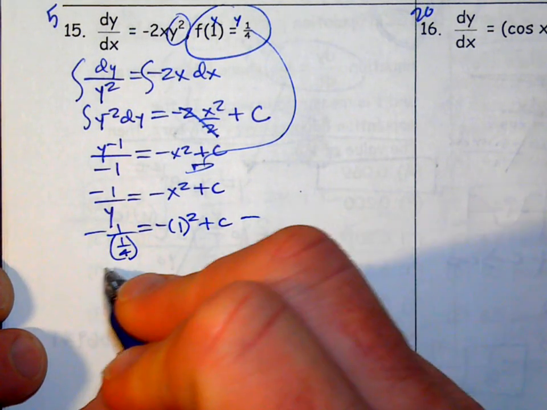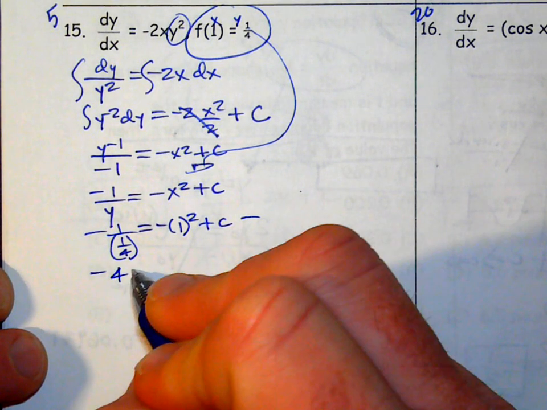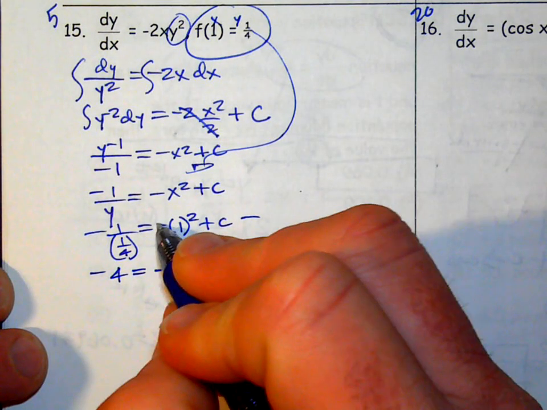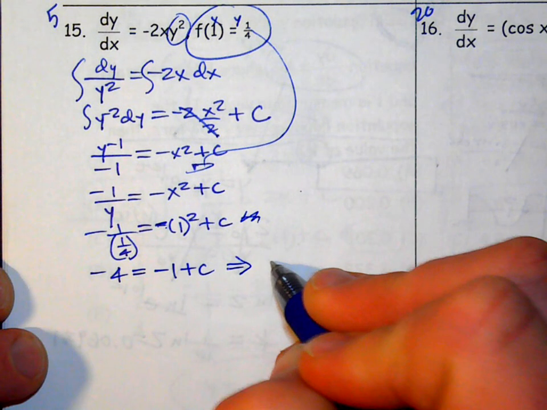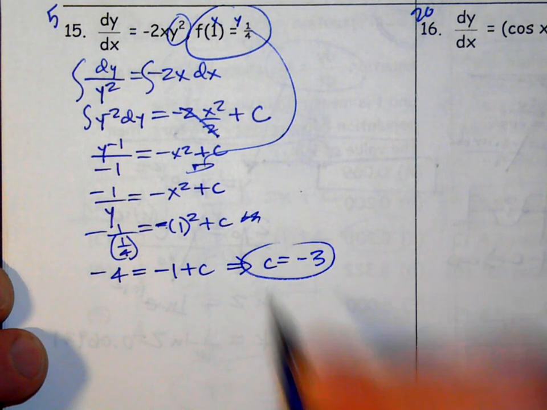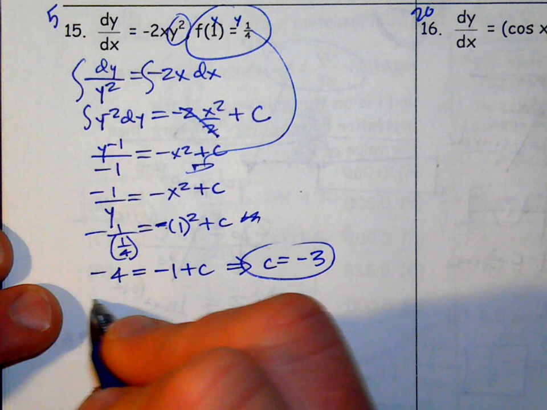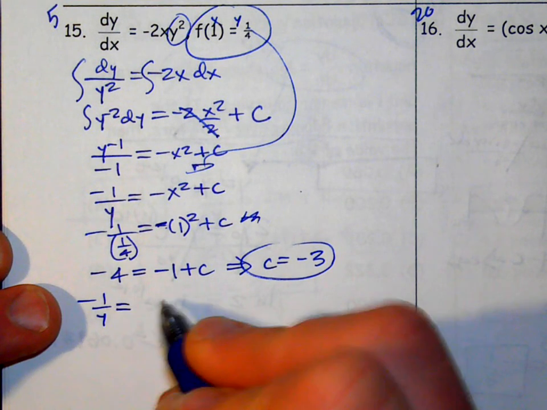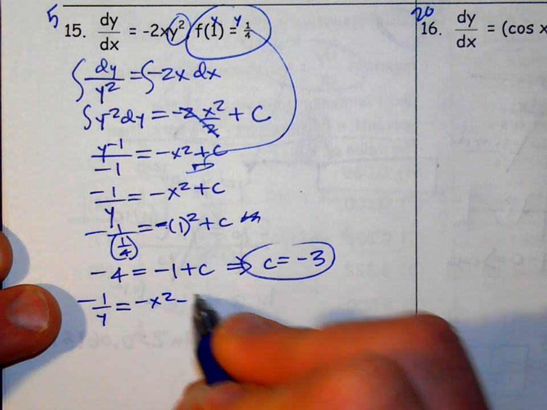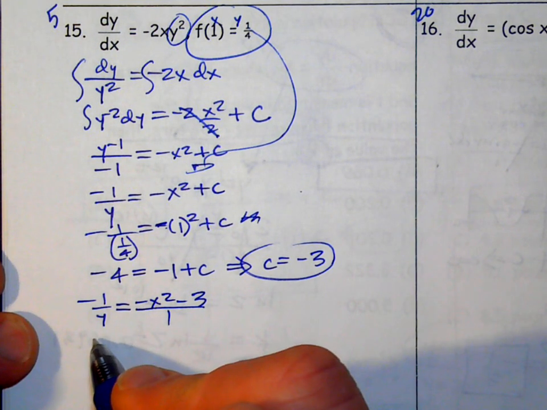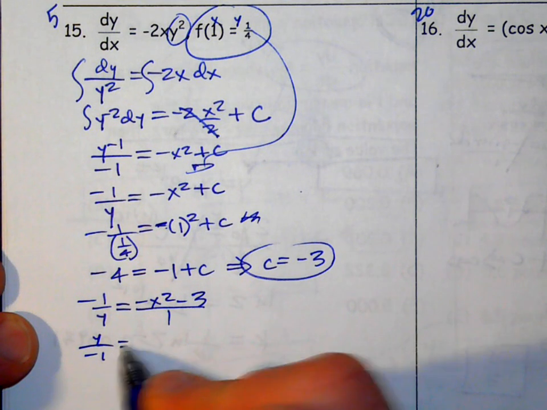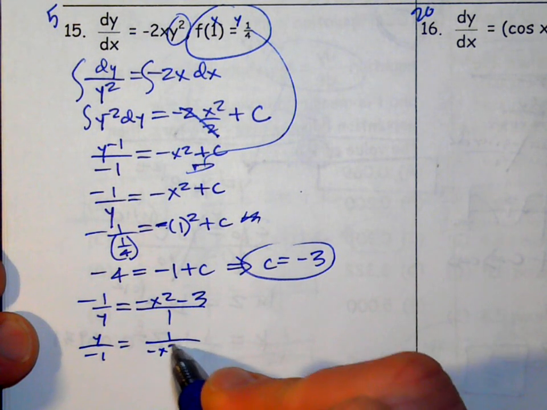So we get negative 4 equals negative 1. The negative isn't getting squared, so it's still negative 1. And so c equals negative 3. So we rewrite it. Negative 1 over y equals negative x squared minus 3. Now I could flip both sides, but I got to flip it as a single fraction. So it's going to be y over negative 1 equals 1 over negative x squared minus 3.